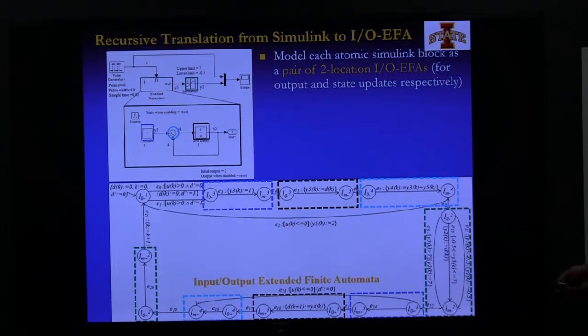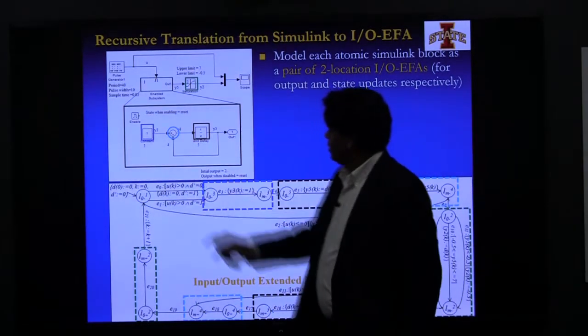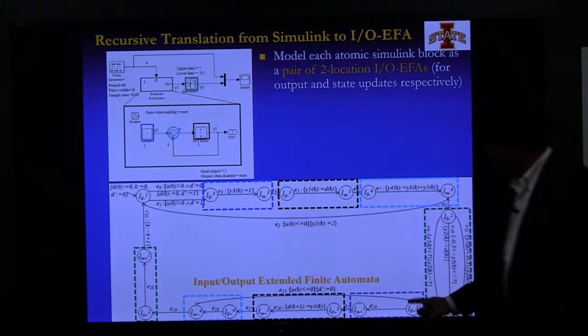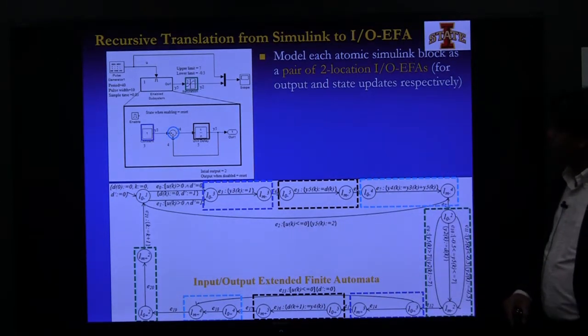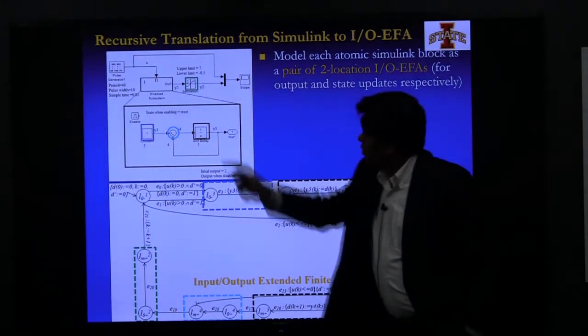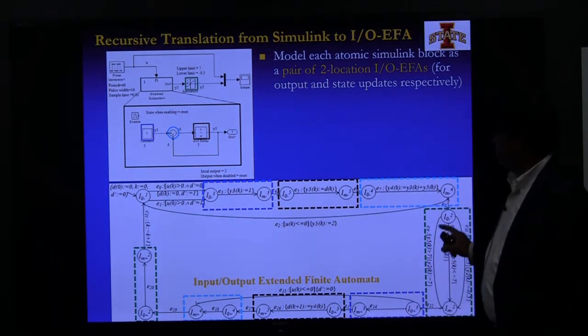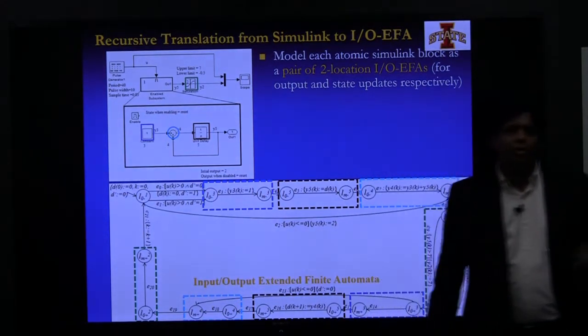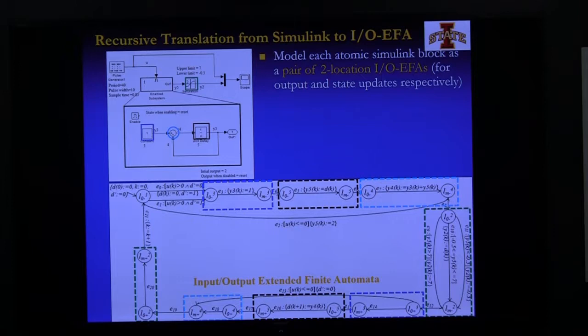And so, for example, this blue block has this pair of automata for its model. And that green block has, you know, this pair. So every atomic block is modeled by a pair of automata, and not just a pair. Each pair has basically two locations.